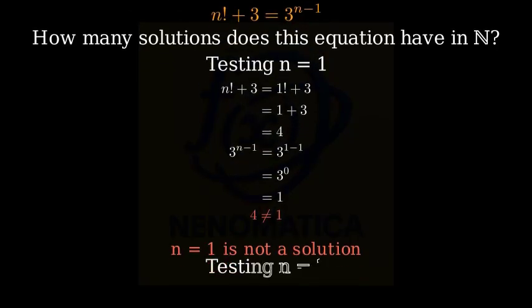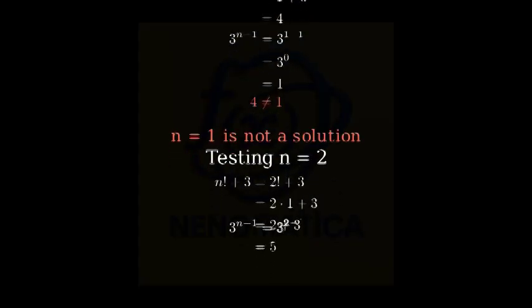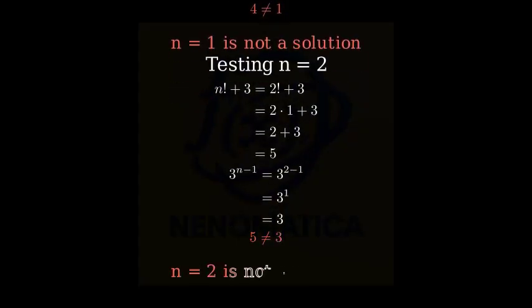Let's try n equals 2. For the left side, we have 2 factorial plus 3. 2 factorial is 2 times 1, which is 2. So we have 2 plus 3, which equals 5. For the right side, we have 3 raised to the power of 2 minus 1, which is 3 to the power of 1, and that equals 3. So we have 5 equals 3, which is false. So n equals 2 is not a solution either.